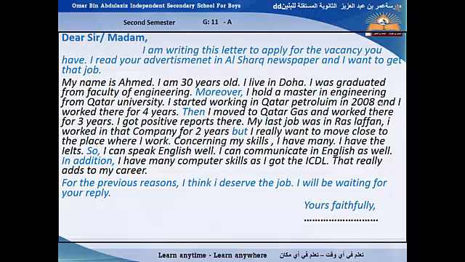I worked in that company for 2 years, but I really want to move close to the place where I work. Concerning my skills, I have many. I have the IELTS, so I can speak and communicate in English very well. In addition, I have many computer skills as I got the ICDL. That really adds to my career. For the previous reasons, I think I deserve the job. I will be waiting for your reply. Yours faithfully," and so on.